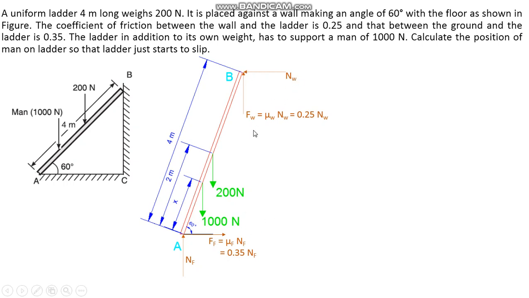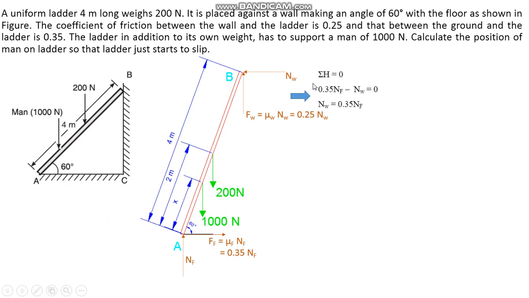Corresponding to that, we know that FW equals mu into NW. The mu value between the wall and the ladder is given as 0.25, so we take 0.25 NW. And at the floor level, the mu value is given as 0.35, so we will have 0.35 NF. So this is the free body diagram of the ladder with all the loads. Then we'll take the first equation.